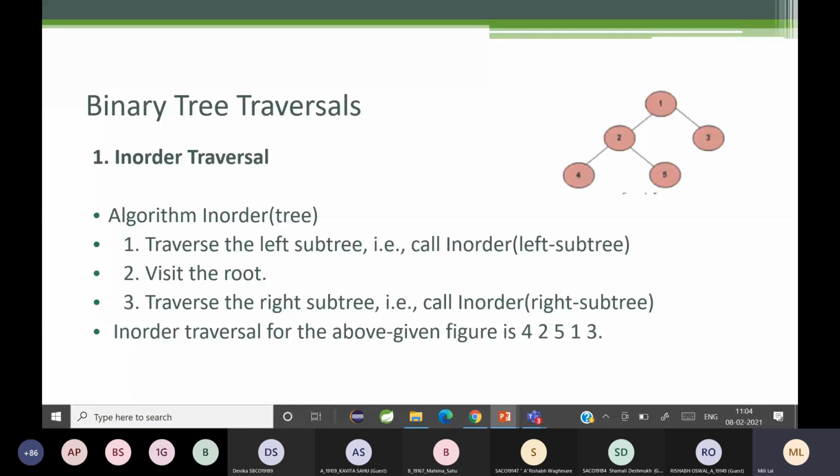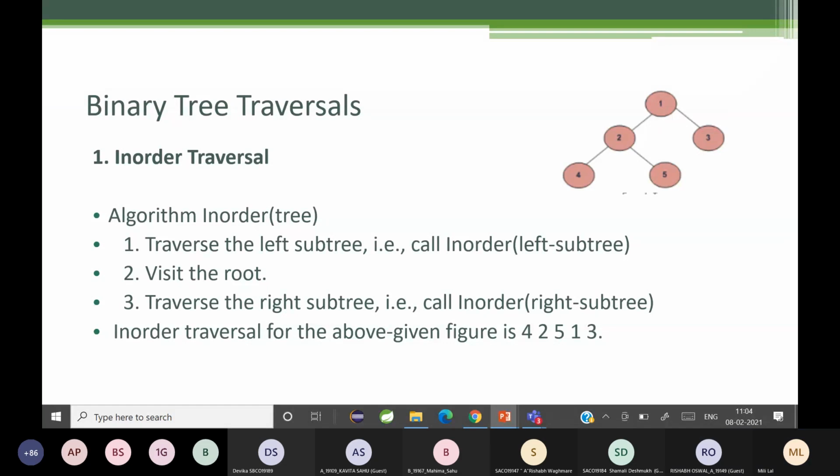After that, you don't have any subtree to visit beyond 5. So you go back to 2 and then from 2 you go to 1, because the left subtree is completed. Then they say visit root. So you visit 1, and after that the right. When you go right, there is only 3. So the last node to be visited is 3. So the traversal will be 4, 2, 5, 1, 3. Have you all understood that?